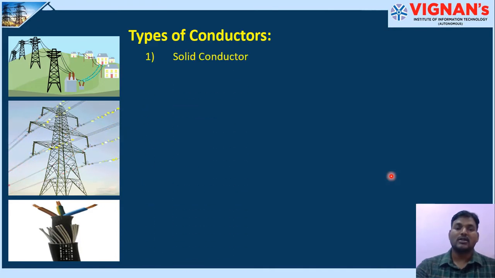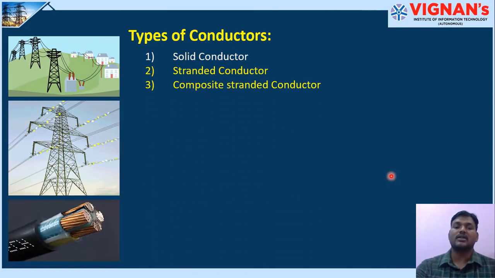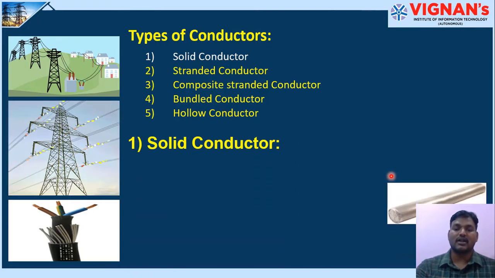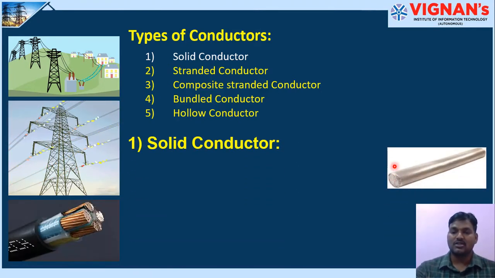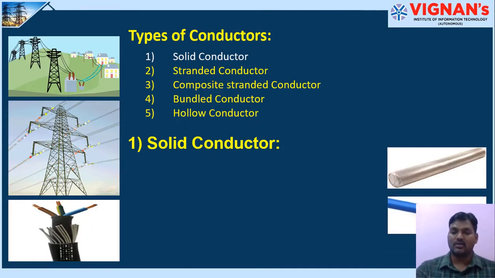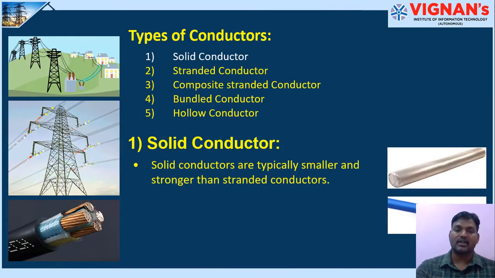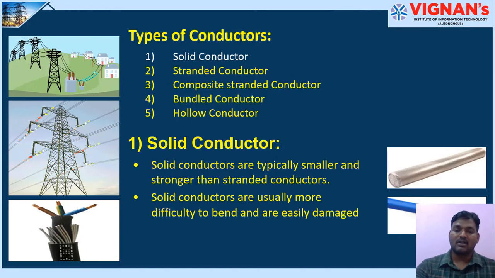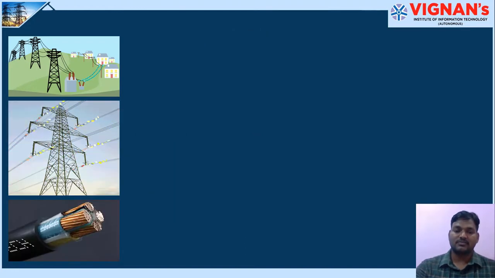Types of conductors: they are solid conductors, stranded conductors, composite stranded conductors, bundled conductors and hollow conductors. Now we will see each and every conductor in detail. First let us see solid conductors. In this figure you can see this is a solid conductor where the entire material is metal. So here you can see a solid conductor along with its insulation. Solid conductors are typically smaller and they are stronger than standard conductors, but however they cannot be easily bent or easily ductile for interconnection.